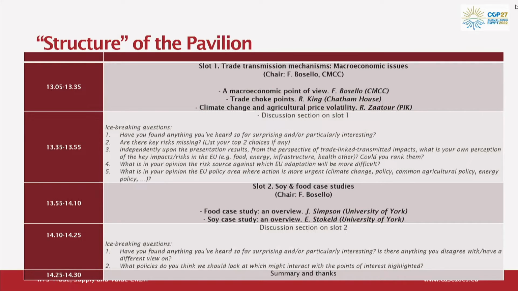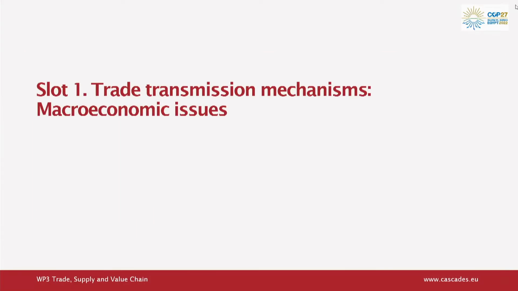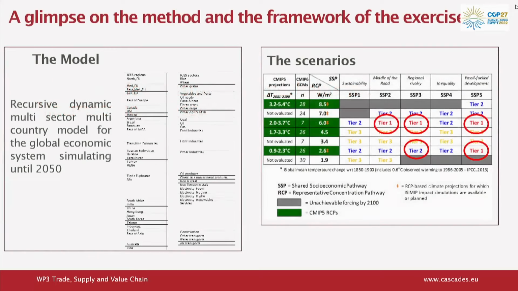Okay, so with that said, I would like to start myself with the first presentation, which is mostly related to the analysis that has been done on potential cascading effects for the economic system that are conveyed by climate change impacts on agriculture and climate change impacts on energy demand.